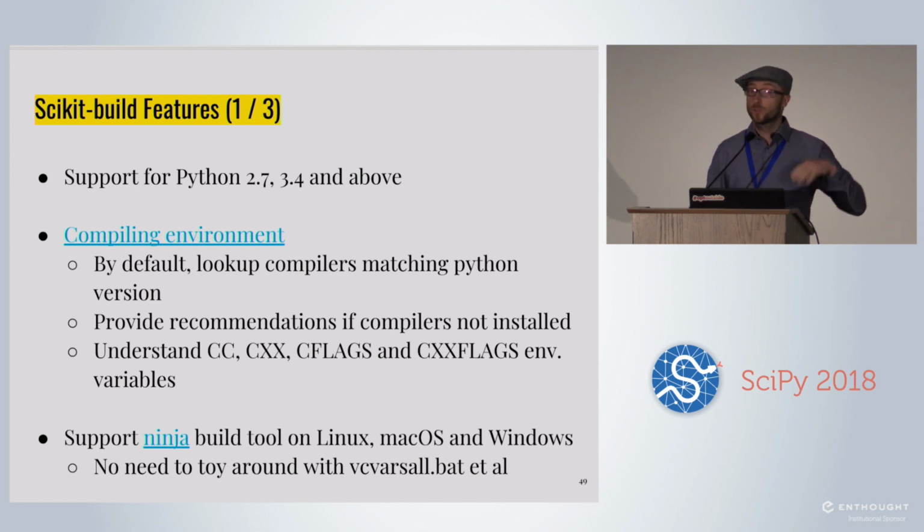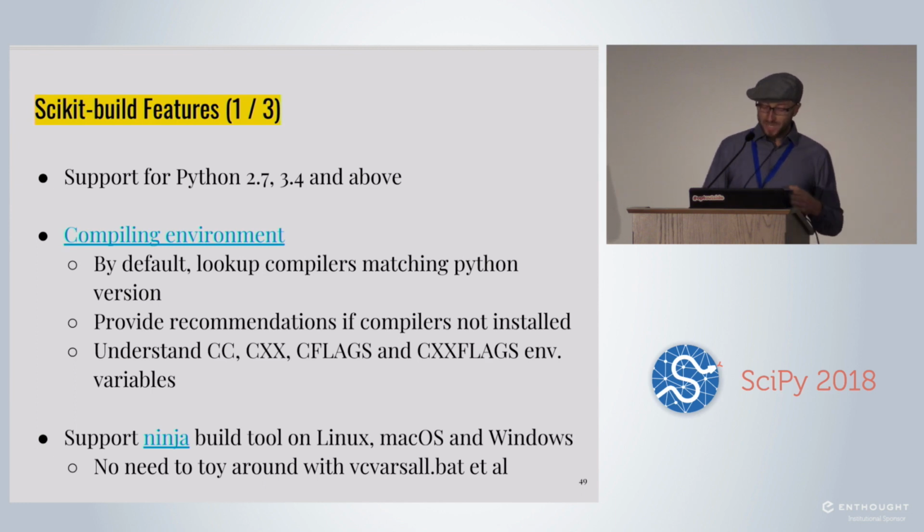It provides recommendations if the compiler is not installed. If you run the command and you don't have Xcode, or you don't have Visual Studio installed, it's going to show you a meaningful error message about where to download and how to install it. It also understands the common environment variables CC, CXX, CFLAGS. It means you can just set those and then build your wheel, and it's going to inherit from these flags.